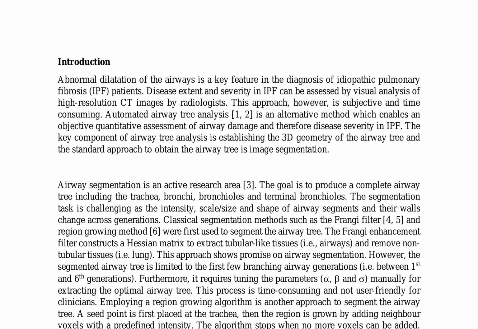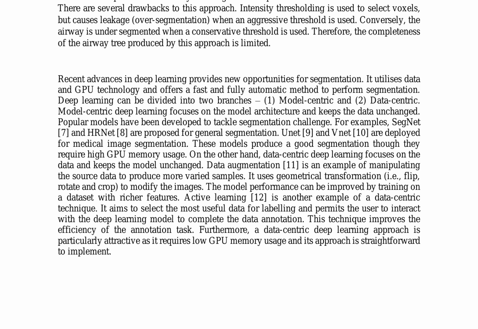Recent advances in deep learning provide new opportunities for segmentation, offering fast and fully automatic methods. Deep learning approaches can be divided into model-centric and data-centric methods. Model-centric approaches focus on model architecture, with popular models like SegNet, HRNet, UNet, and VNet producing good segmentation results but requiring high GPU memory usage.